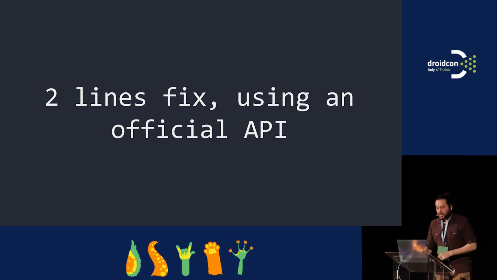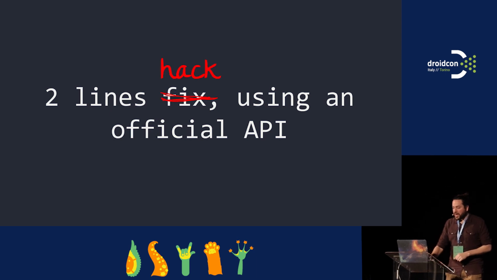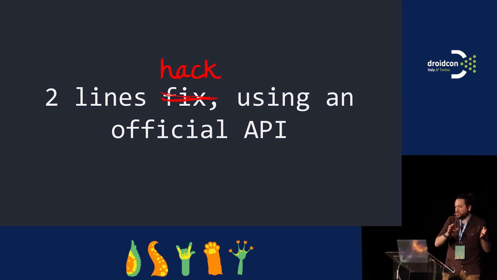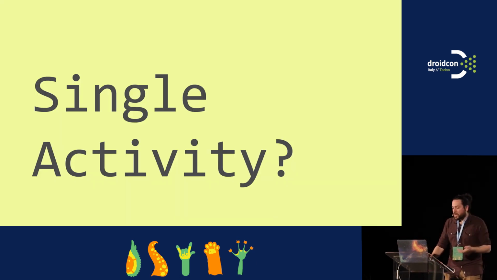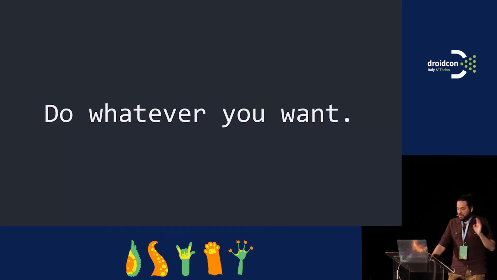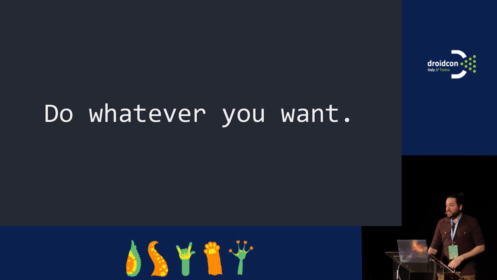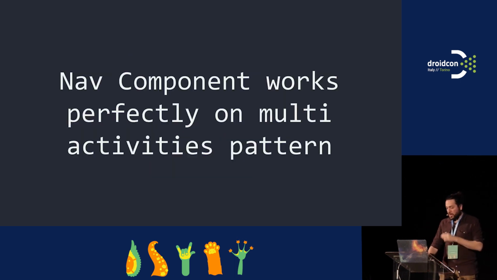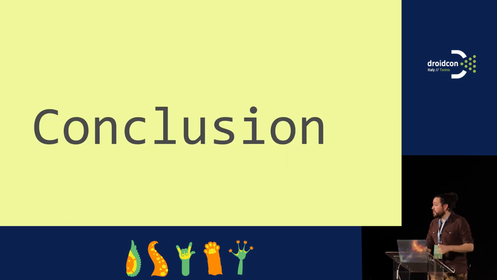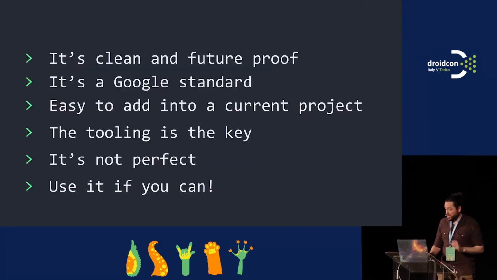I will conclude. But actually, it's a hack. I won't go into too much detail, but the fact that the context of the nav graph is given to the app is a hack. Single activity, what I want to say is very short: do whatever you want. Nav Component is ready for multiple activities and single activity. It's really made for that, and really well made for that.